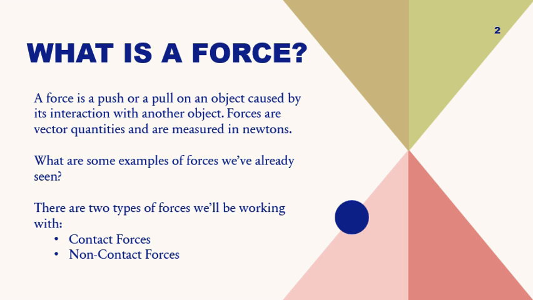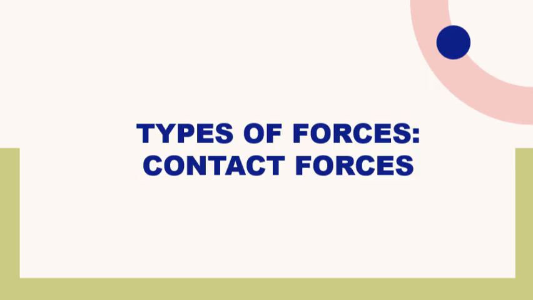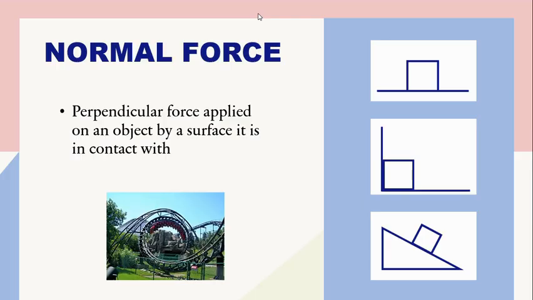For example, in the 2D motion and projectiles video, one of the problems dealt with a cannon firing a cannonball. The cannon exerted a force on the cannonball that caused it to shoot out from the cannon. And there are two types of forces that we'll be working with: contact forces and non-contact forces. First, we'll go over the contact forces.